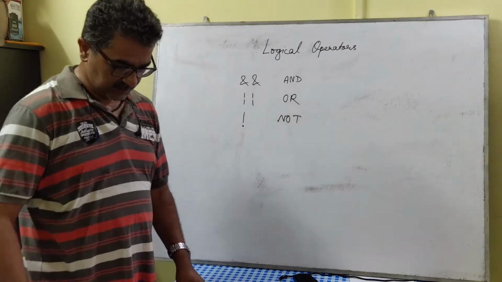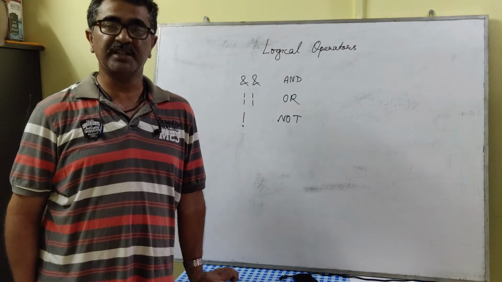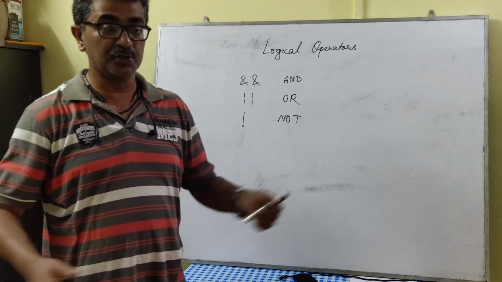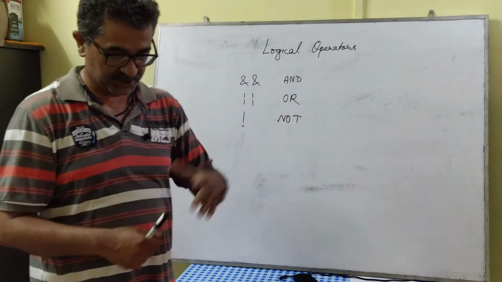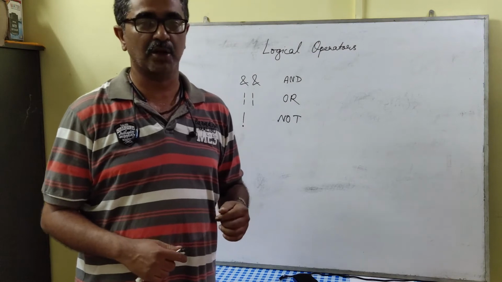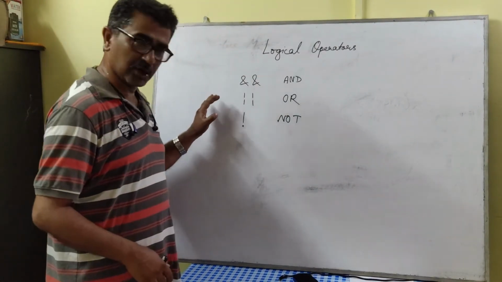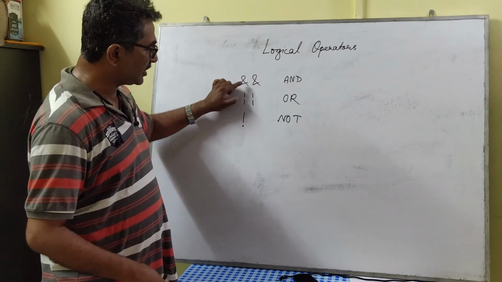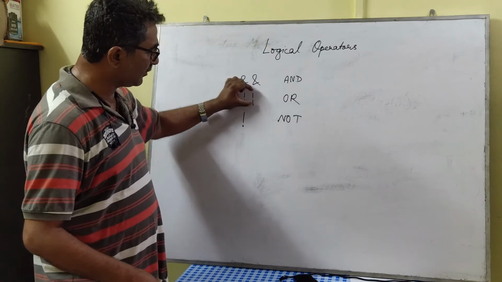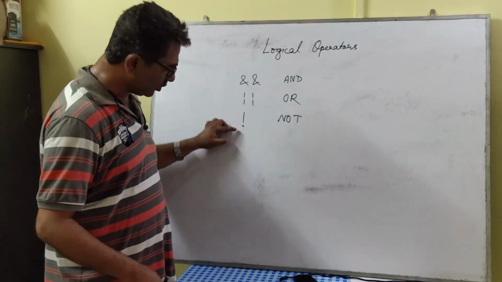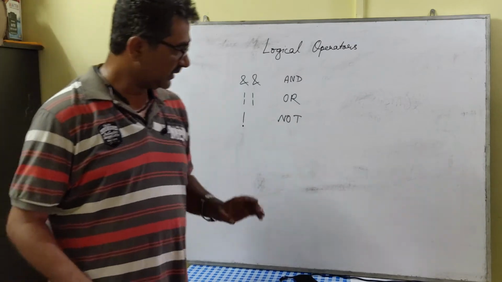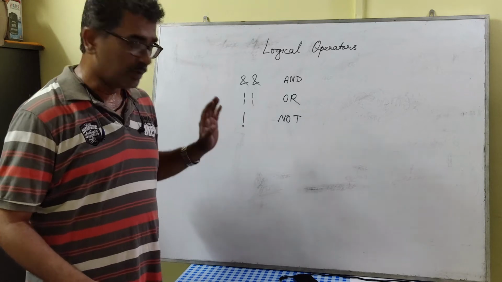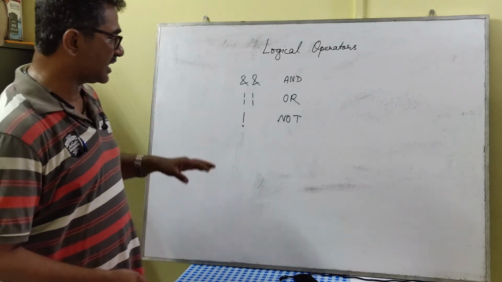Let us talk about another set of operators which we use with conditional structures in Java, that is called the logical operators. Logical operators are used to join more than one relational operation, which we had seen earlier while using the relational operators. So there are three types of logical operators, namely AND, OR and NOT. The symbols for AND and OR are written twice: ampersand symbol to represent AND, pipe symbol to represent OR, and NOT is represented by a single exclamation mark. Now what these three logical operators do, we are going to understand with the help of an example.